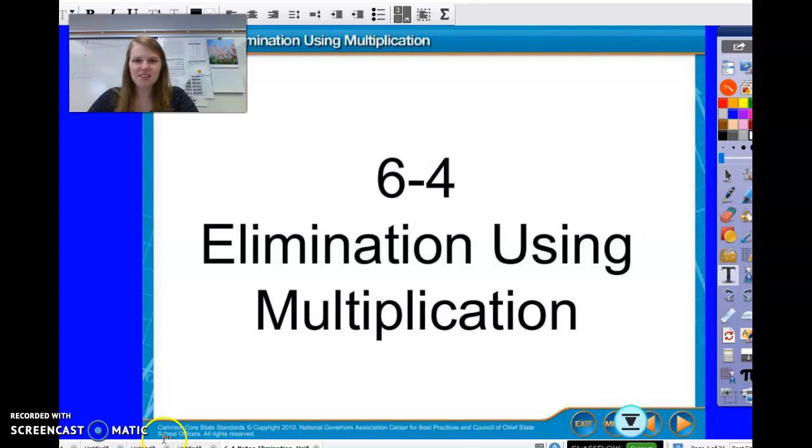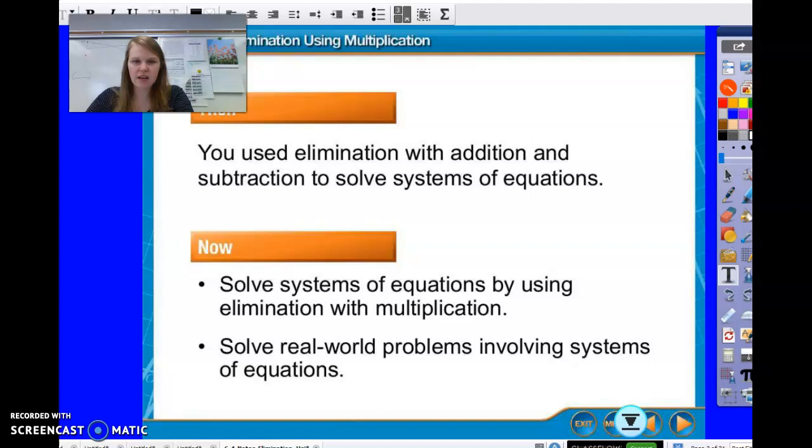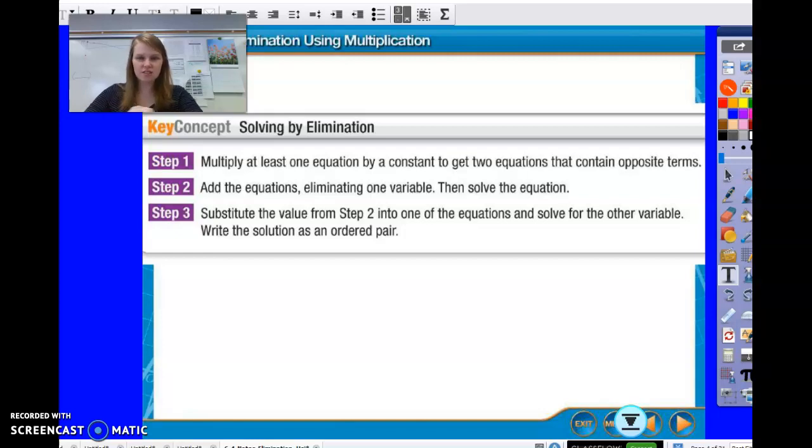Alright, today we're going to take a look at section 6-4. This is covering elimination using multiplication. So we were just talking about elimination in the last lesson, and this time we're going to add in multiplication instead of just addition and subtraction. So same process, one step more difficult is all.